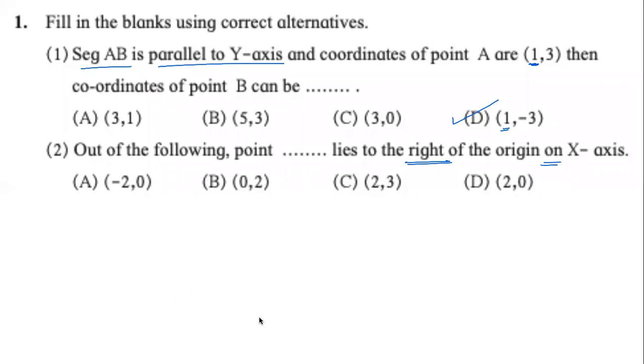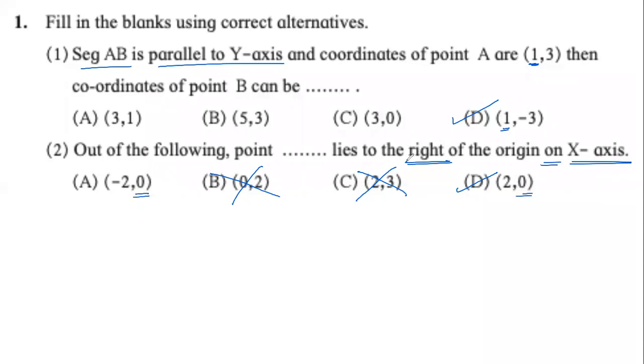Karthik is saying the answer is D, 2, 0. Alfia is also saying the answer is 2, 0. How are they saying that? When we say the point is on the x-axis, that means the y-coordinate has to be 0. So this is not possible because the y-coordinate here is 2. This is also not possible because here also the y-coordinate is not 0. So the two possibilities are A and B.